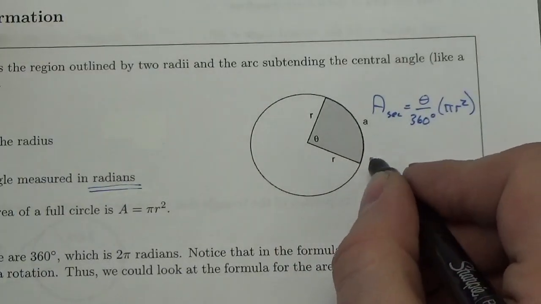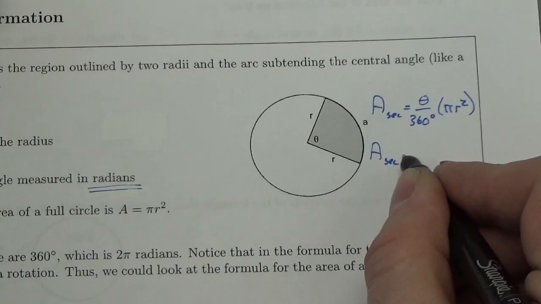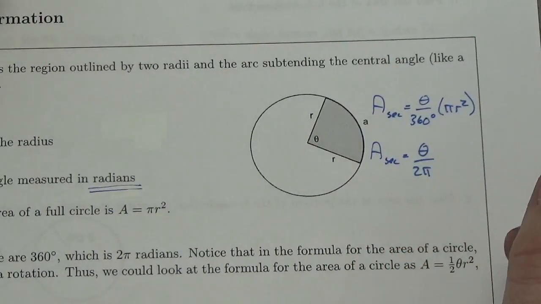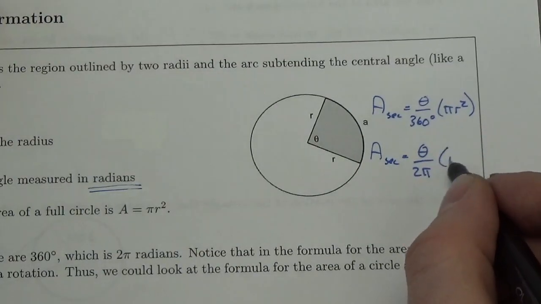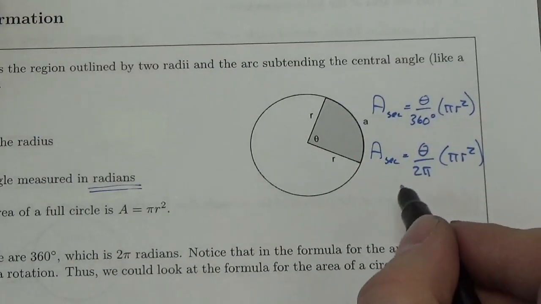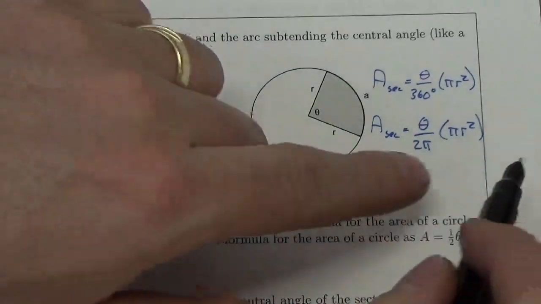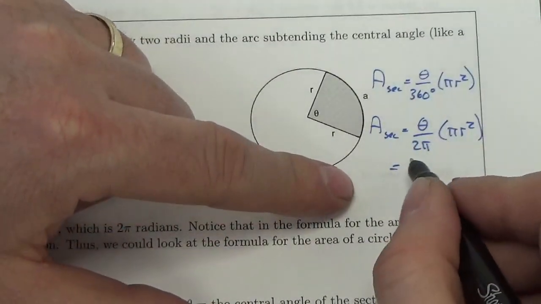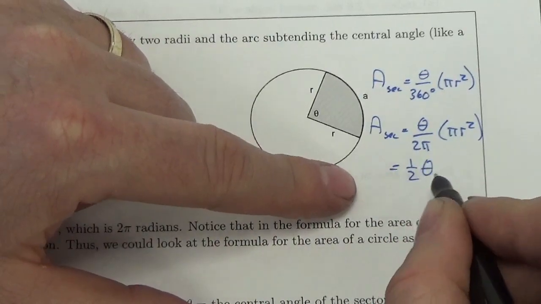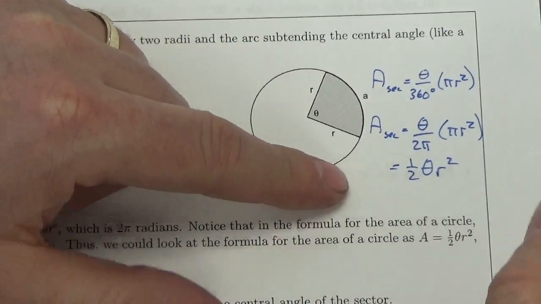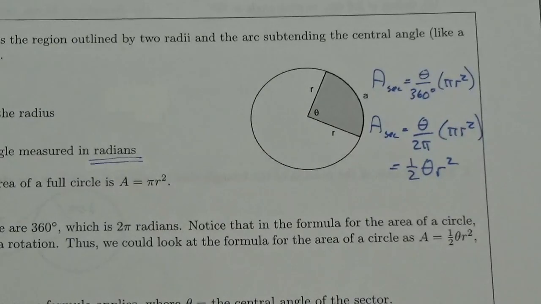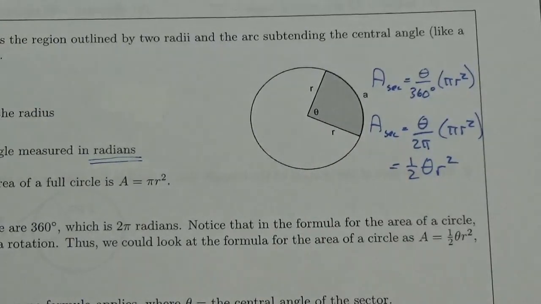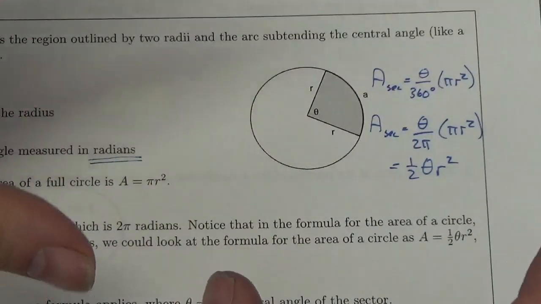However, if theta is in radians, then we have to divide by 2 pi to represent the angle around the whole circle. And notice what happens when we do that. Because there's a pi in the area of the circle, those pi's cancel, and we're left with 1/2 the angle in radians multiplied by the radius squared. I love that, that looks awesome. So that's how we're going to go about finding the area of the sector.